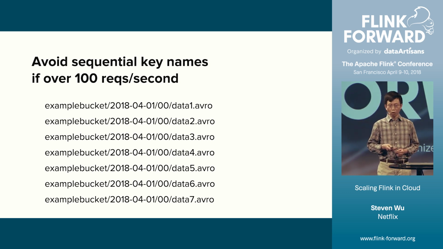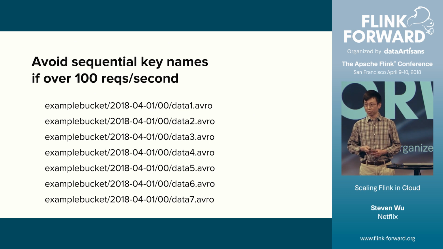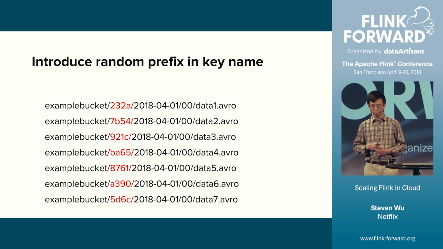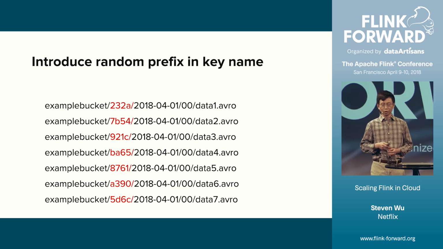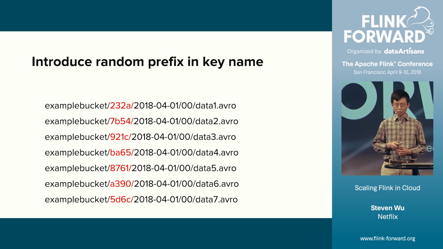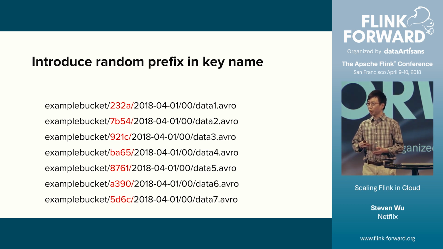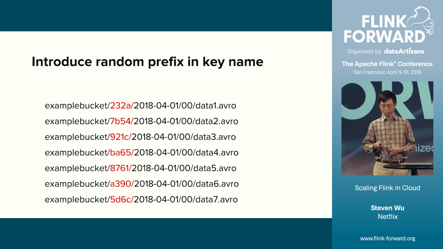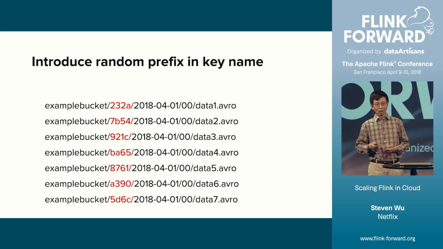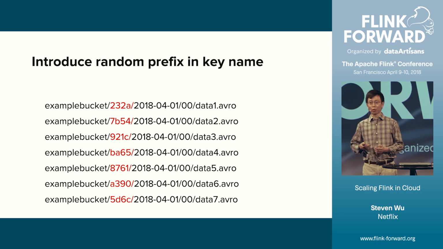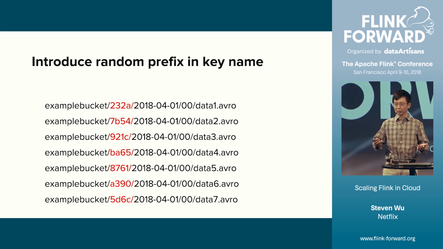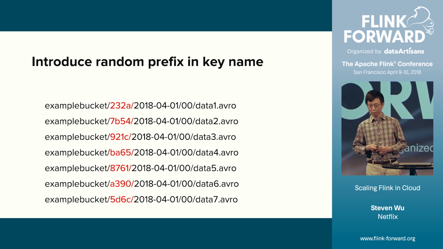That's why S3 recommends that you avoid sequential key names if your request rate is high, for example, over 100 requests per second. So they would recommend that you introduce some random prefix in the key names so that those objects can be spread to multiple partitions. That's how S3 can scale. Oh, I forgot to mention one thing. With a random prefix, you do lose something because now you cannot do prefix query anymore, because the prefix is just some random number. So you do lose something with the choice of better scaling.